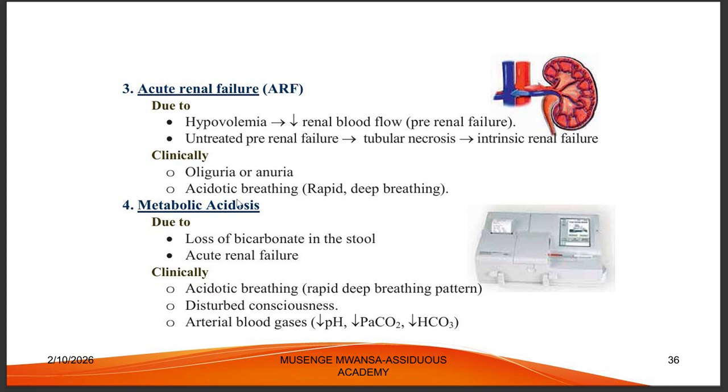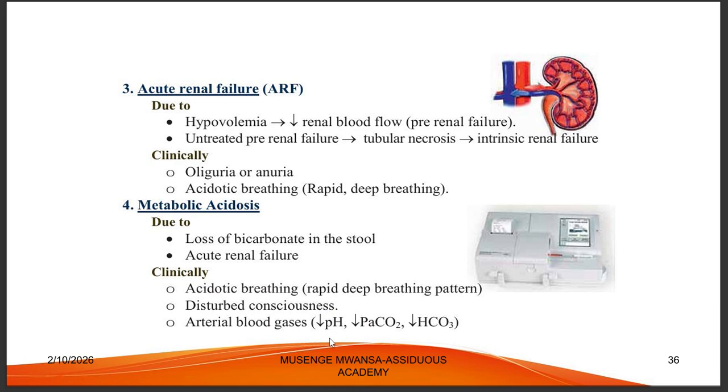There's also acidotic breathing, they're breathing very fast, rapid and deep breathing. There can also be metabolic acidosis because of the loss of bicarbonate in stool, or even the acute renal failure on top of that can lead to metabolic acidosis. So clinically for the metabolic acidosis, there will be acidotic breathing, disturbed consciousness, and arterial blood gas changes. These are things you want to look for when you're doing your physical exam. You look at the kind of breathing for the child. How is the child breathing? Is the child conscious? For the investigations, these are also investigations you want to do for someone that has AGE. You look at the arterial blood gases.